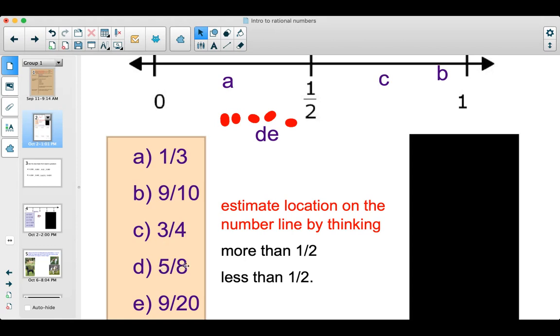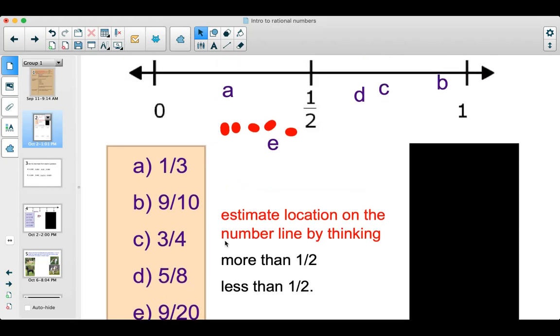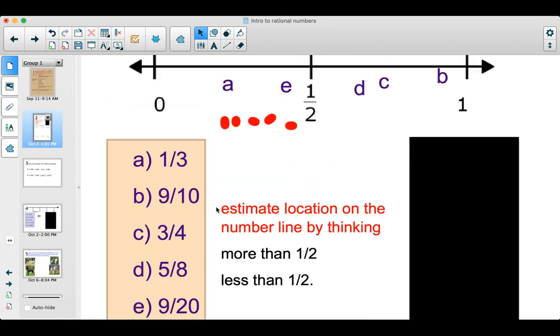5/8. Again, half of 8 would be 4. So that tells me 4/8 would be half. If there were $8 I was splitting with somebody, if I got exactly half the money, that would be 4. If I get 5 instead, that's more than half. So that's going to be over on the right side. And the last one is 9/20. So if there's $20, I get 9. I got a little bit less than half. Half of 20 would be 10. So 10/20 is half. 9 is less than that. So I got 2 numbers less than a half, 3 numbers above.